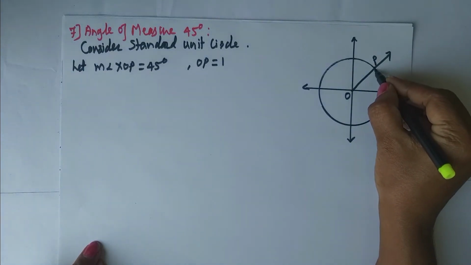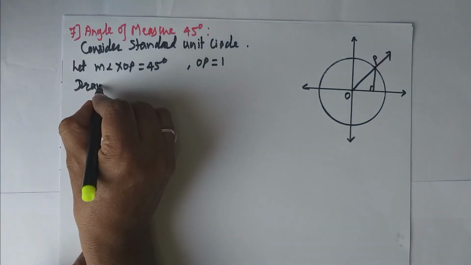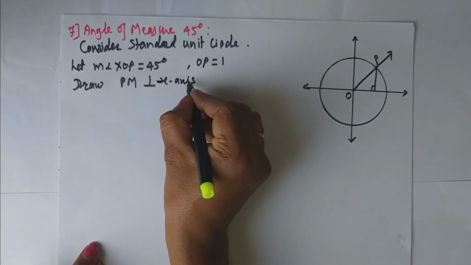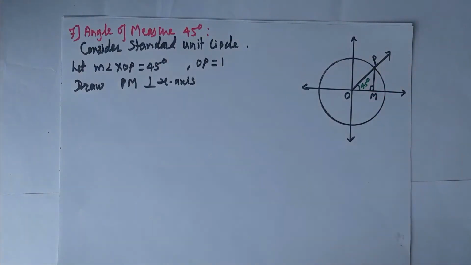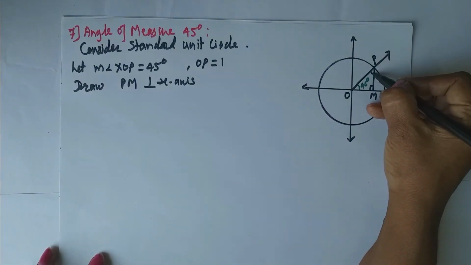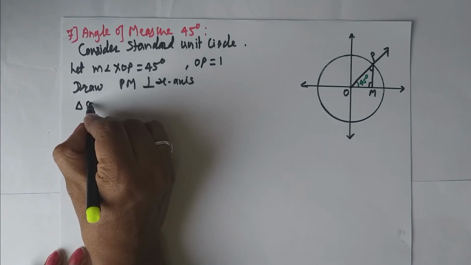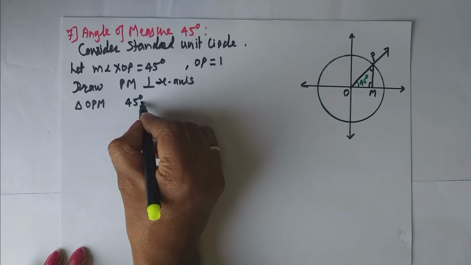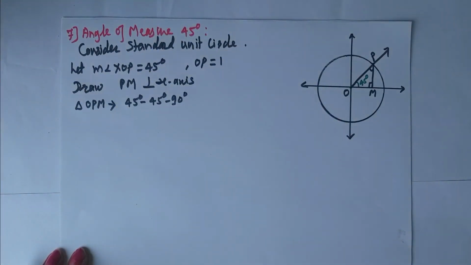Now you draw a perpendicular from point P on the x-axis. You write down, draw PM perpendicular to the x-axis. Okay. Then we are considering this angle 45 degree. Then what will be the remaining angle? That angle will also be 45 degree. Means triangle OPM is a 45, 45 and 90 degree triangle. Triangle OPM is of the type 45, 45 and 90 degree.